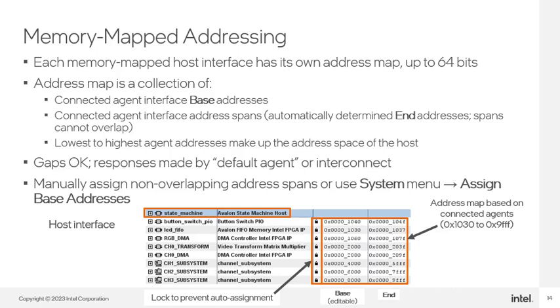Agent address spans cannot overlap the address spans of other agents connected to the same host. If you don't require specific addressing, you can let Platform Designer auto-assign non-overlapping addresses. To do this, simply select Assign Base Addresses from the System menu. If you want to prevent any manually assigned addresses from being changed due to using the auto-assignment option, click the indicated lock icon.